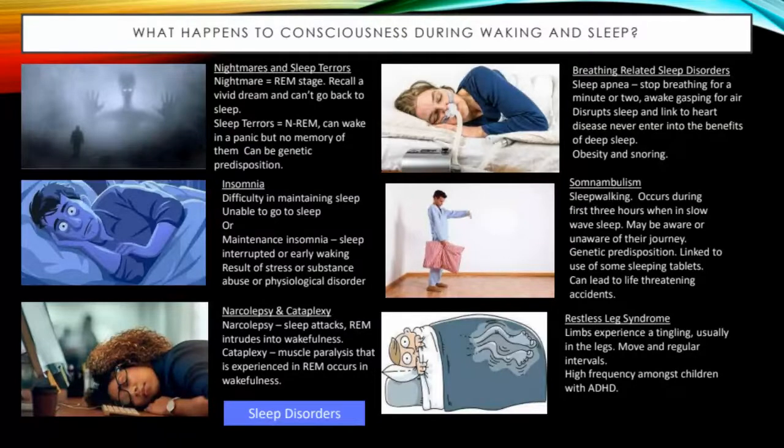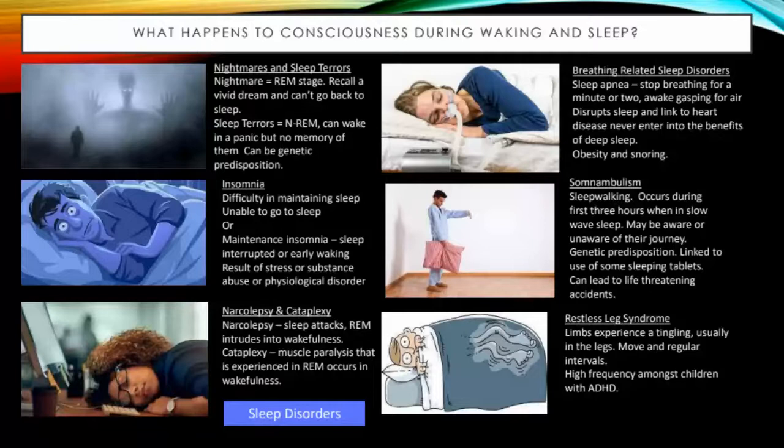And another one you might experience is something called restless leg syndrome, and that's where at night you move your legs. Your legs are tingling, and they often move. And if you've got children who suffer from ADHD, it could be quite common in children whose brains are stimulated to move their muscles during the course of the night. So those are some of the sleep disorders that can be experienced that you need to be aware of.